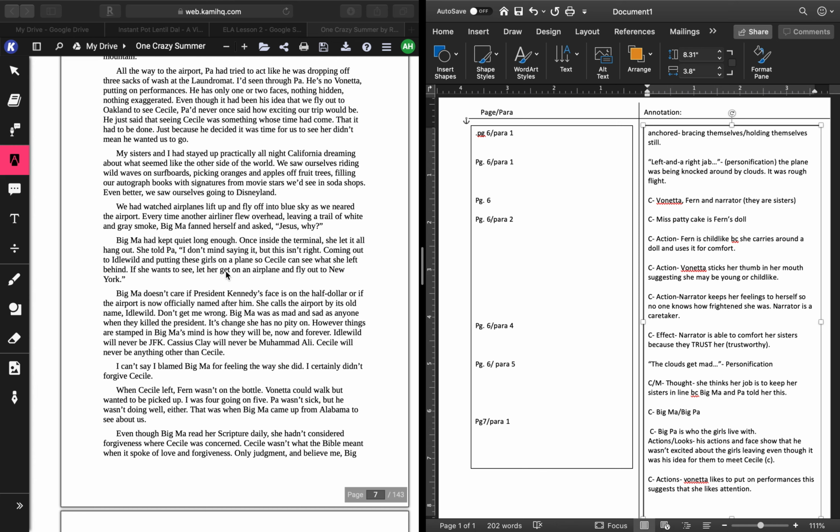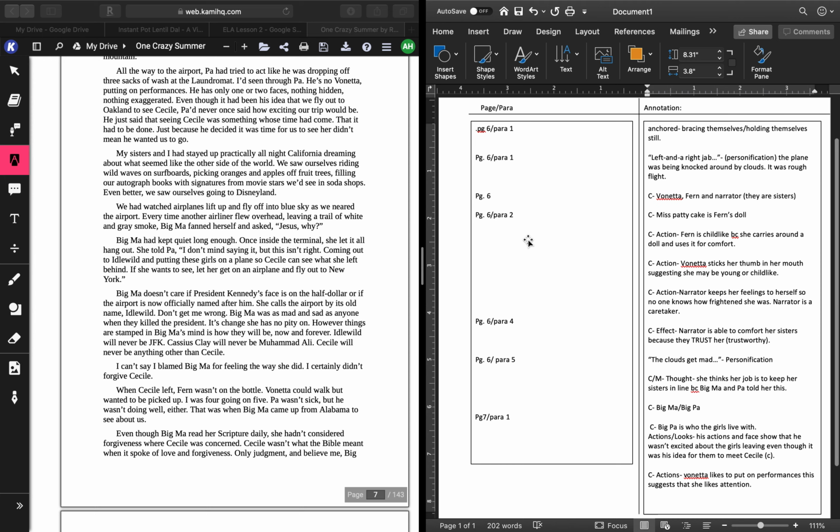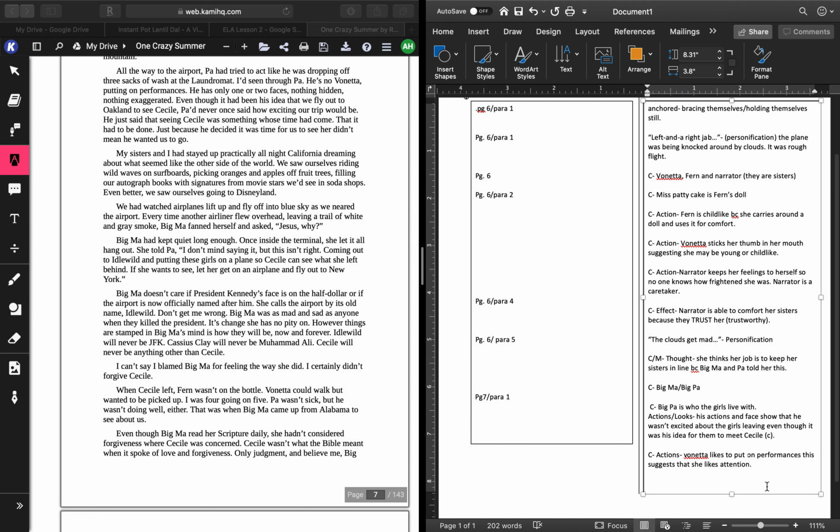My sisters and I had stayed up practically all night, California dreaming about what seemed like the other side of the world. We saw ourselves riding wild waves on surfboards, picking oranges and apples off fruit trees, filling our autograph books with signatures from movie stars we'd seen in soda shops. Even better, we saw ourselves going to Disneyland.